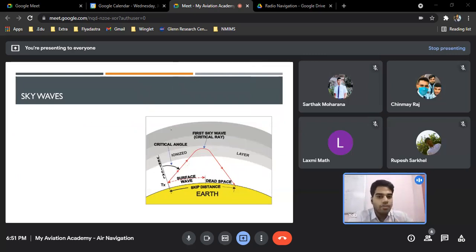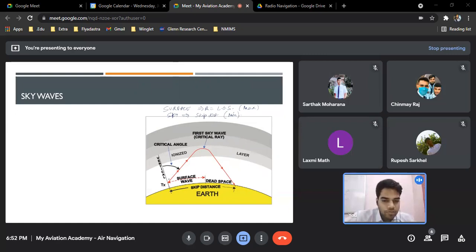Now I have two types of waves. One is surface, the other is sky. Yes, of course, we have somewhat another known as space, but we're talking about the surface and sky. When we talk about these two, the surface wave has a particular range. Range is equal to line of sight. The sky wave has a skip distance. Now understand this. This is the maximum value. This is the minimum value.